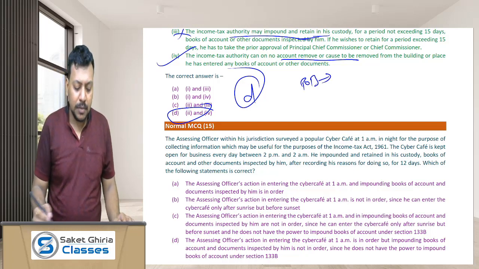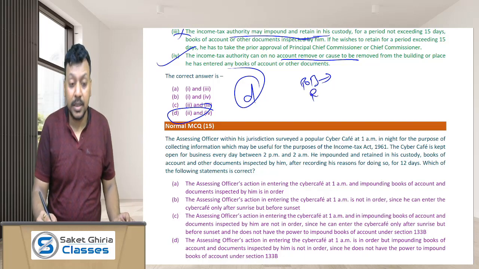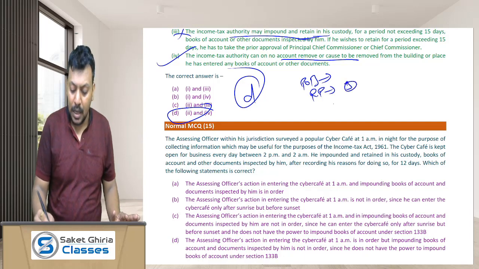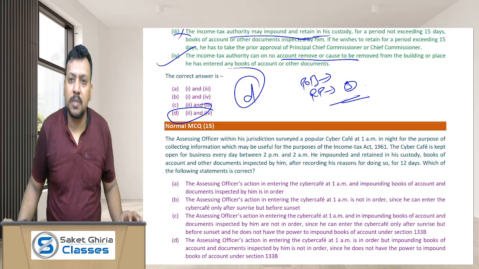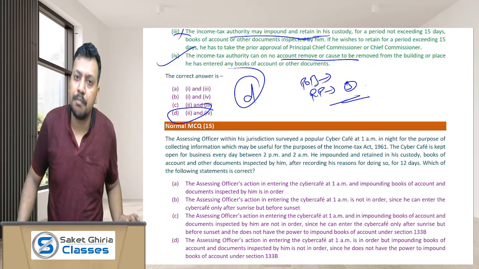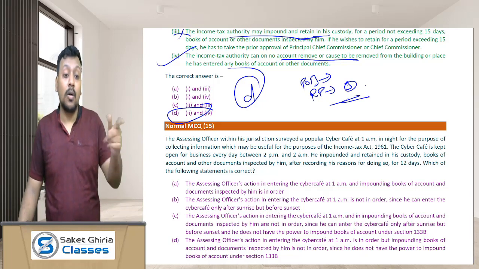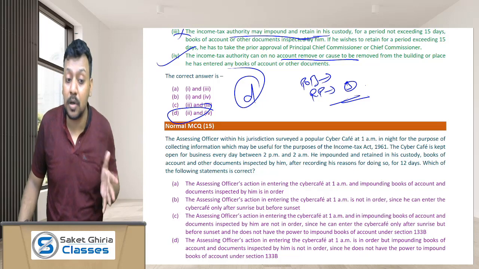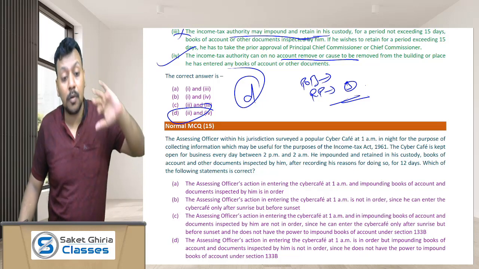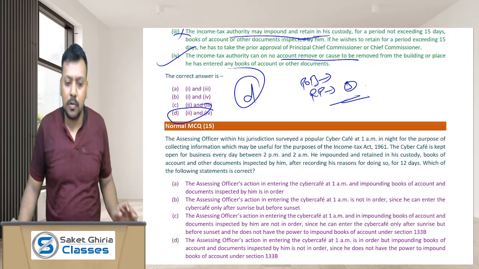But if the survey is made in another place, like a residential place, then the survey can be made only after sunrise and before sunset. When the survey is being conducted, the authority can impound or retain the books of accounts after recording the reasons for a maximum period of 15 days, and if they want to retain it for more than 15 days, they have to take approval from the higher authorities.